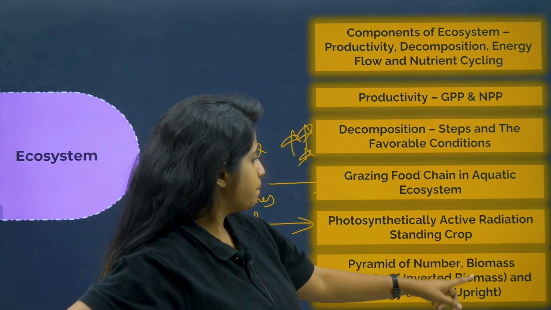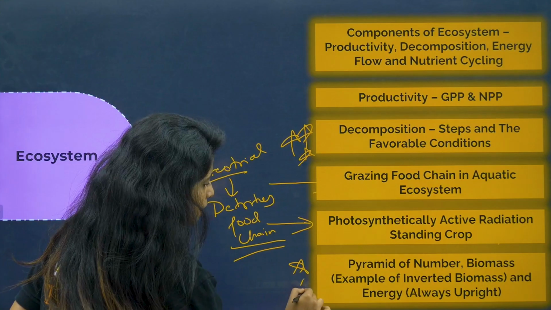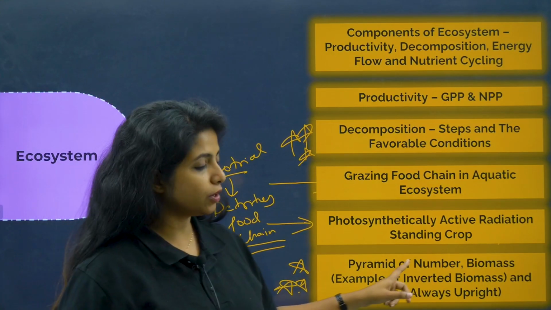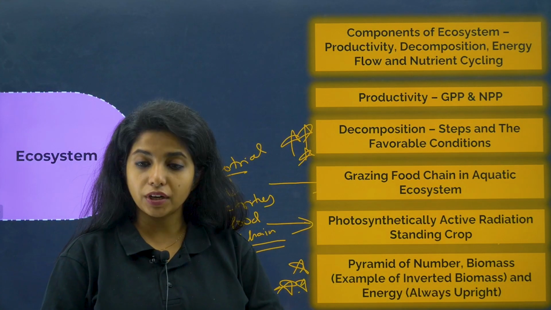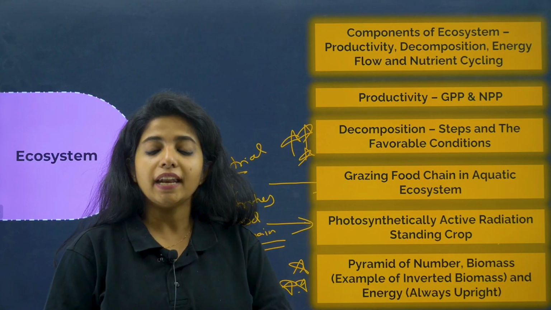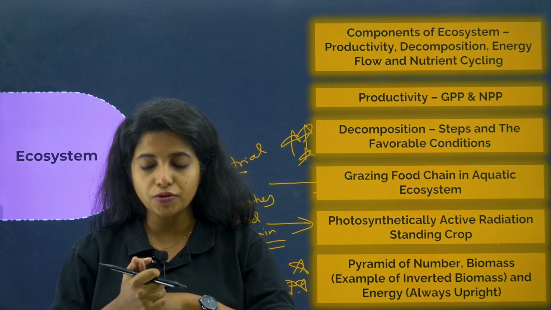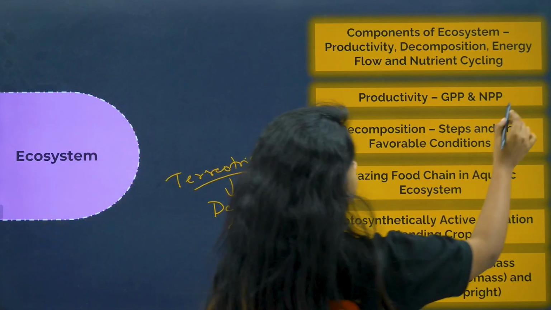Now what? Pyramid of number, biomass and energy. You should be knowing about it. Again, this is star portion. Pyramid of number, biomass, which one has inverted biomass? In aquatic ecosystem you have inverted biomass. And energy pyramid is always upright, it is always straight. So that is also really important. Cool.